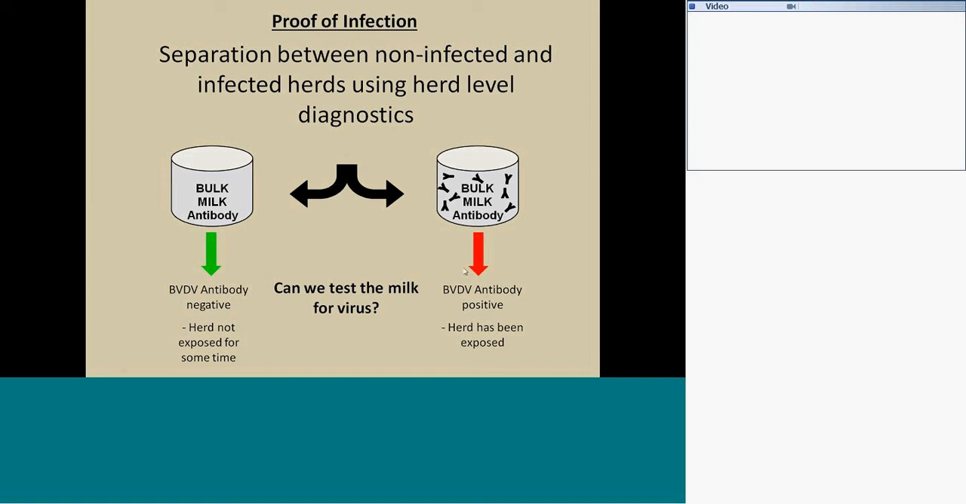Antibodies, to me, are better because they're looking at exposure of the whole group of animals. Because they last for a long time, if they're present, they'll tell you whether there's a PI running around your farm, even if it's not contributing to the bulk tank on that day.